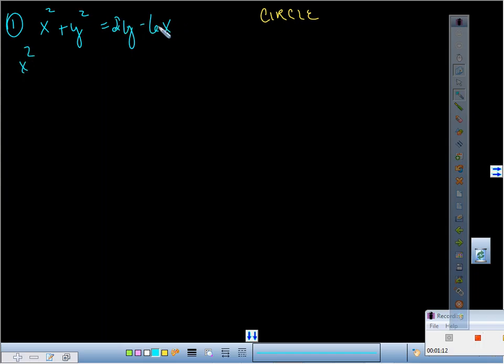X squared, when this negative 6x moves over here, it becomes positive 6x. I'm going to leave a space, okay, and then plus y squared, and then when that 2y moves over here, what does it become? Minus 2y, and then I'm going to leave a space, and then what's left over here? Nothing. Very good. All right. Now, I have to complete the square. Y'all, every one of these you have to complete the square, okay? So we start off pretty easy, and it's not bad.